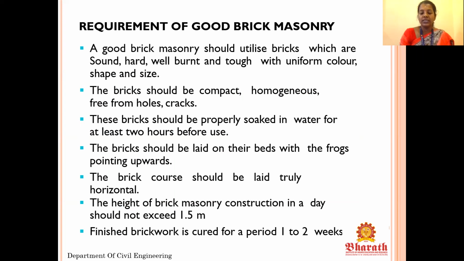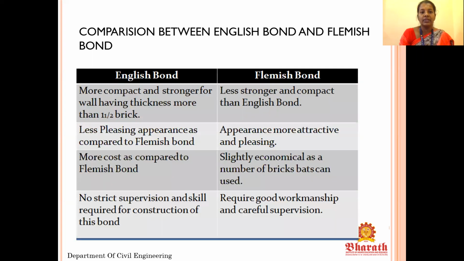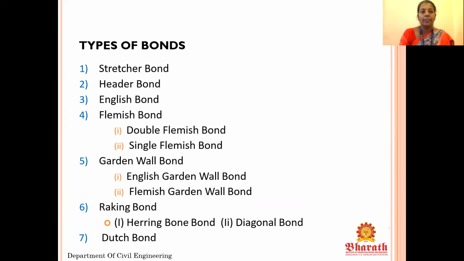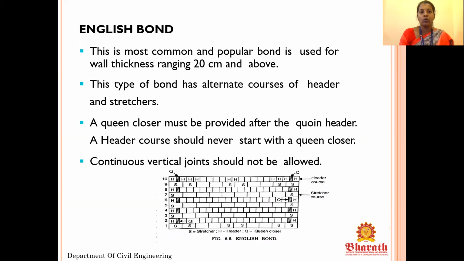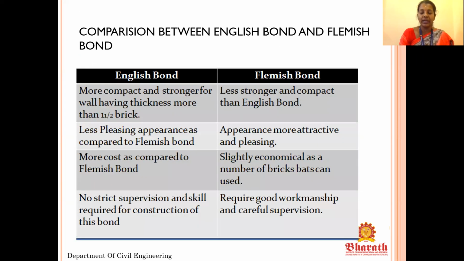So till now we have seen the complete bond details, how it started. We'll just go through that. First we started with header course, stretcher bond, header bond, English bond, Flemish bond, garden wall bond, raking bond and Dutch bond. The most important bonds are English bond and Flemish bond. That is what we have seen here, the comparison of English bond and Flemish bond.